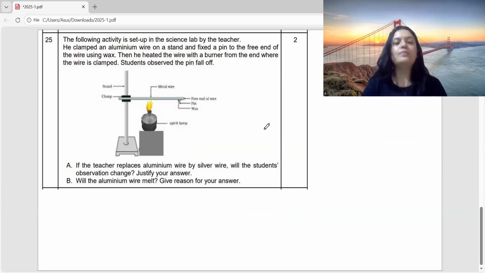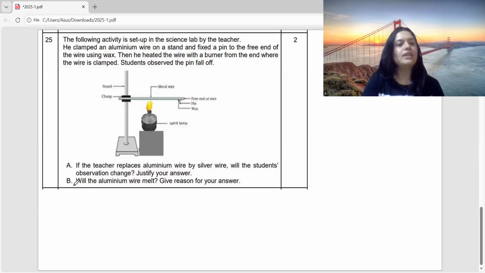If the teacher replaces the aluminium wire with a silver wire, will the students' observation change? Justify your answer. Now, if you see here, this is the metal wire, this is the free end, this is the pin, and this is connected, right? Now, they are saying if I replace aluminium wire with silver, then what will happen? Will the observation change? Yes, the observation will change because silver is a better conductor compared to aluminium. So definitely the pin will fall, but it will take less time for the pin to fall this time. Okay, this is your justification.